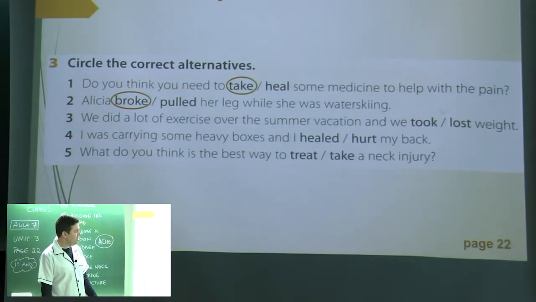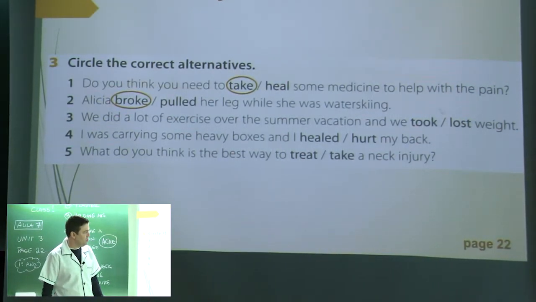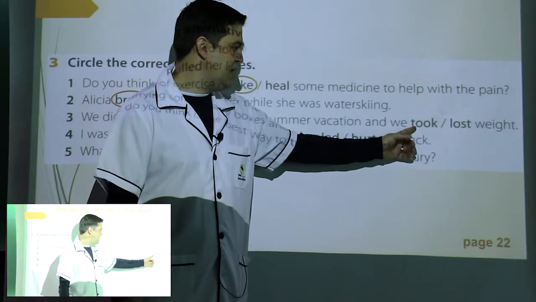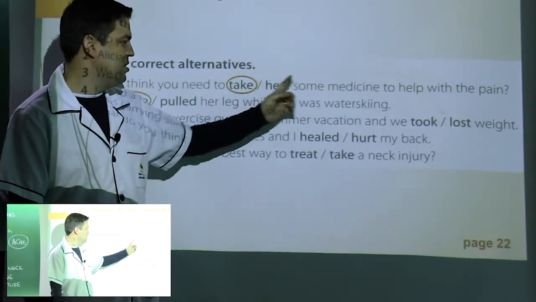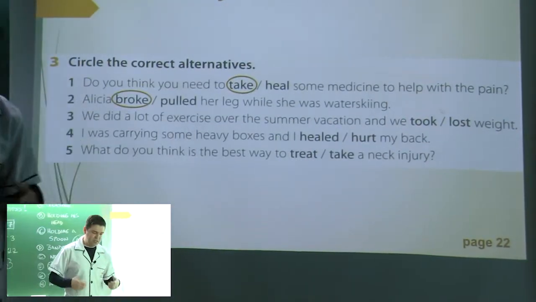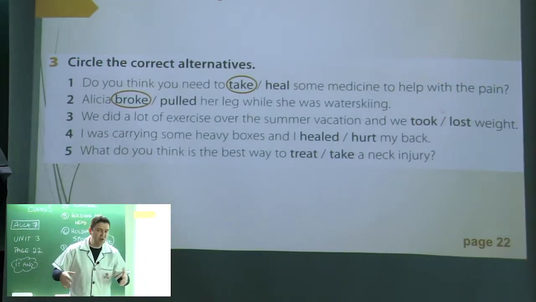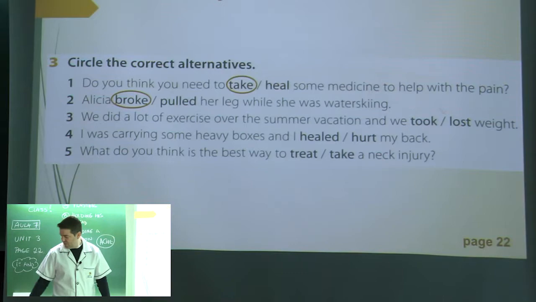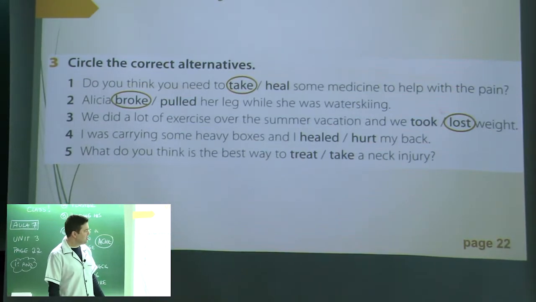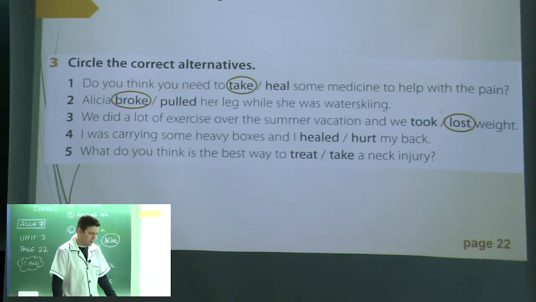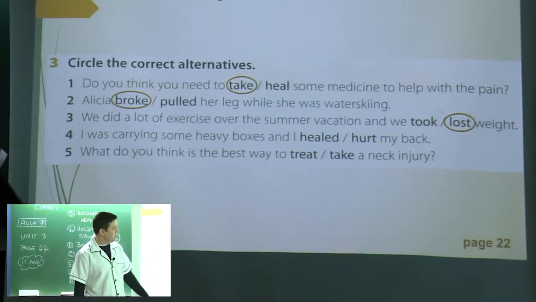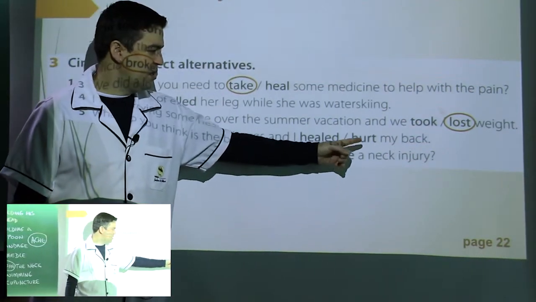So number 3, we did a lot of exercises over the summer vacation and we took or lost weight. Right here, guys, take medicine. We've done that here, right? The verb collocation for this unit is this one. When I'm thinking about weight, weight means like the kilos that you have in your body, yes? So, of course, lose, lost in the past, right? Weight. Number 4, I was carrying some heavy boxes and then 2 possibilities, healed or hurt my back.